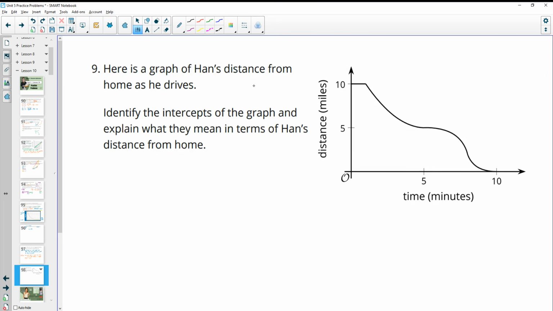Number 9, here's a graph of Hans' distance from home as he drives. Identify the intercepts of the graph and explain what they mean. So this first one here on our vertical intercept is 0, 10. And remember, this is time and this is distance. So at 0 minutes, when he starts traveling, he is 10 miles from home.